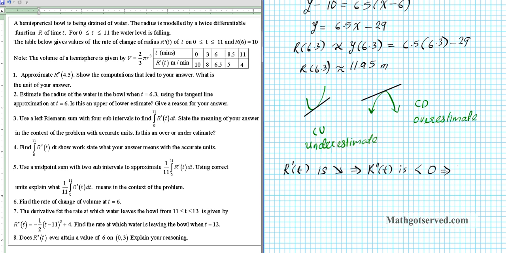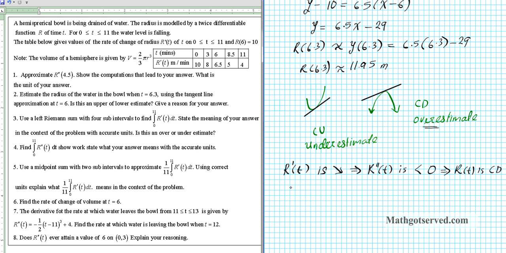Well, that implies that r of t is concave down, since whenever the second derivative is negative, the function is concave down, and if the second derivative is positive, it's going to be concave up. Now, since the function is concave down because of the second derivative being negative as a result of the first derivative decreasing, then we're going to have an overestimate. This is the situation we're going to be dealing with here.